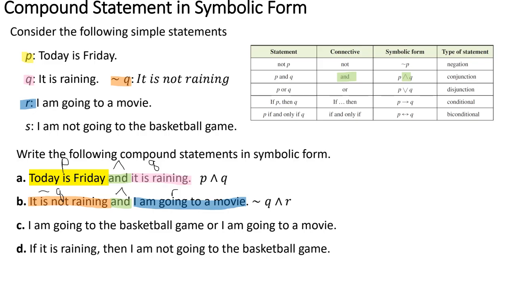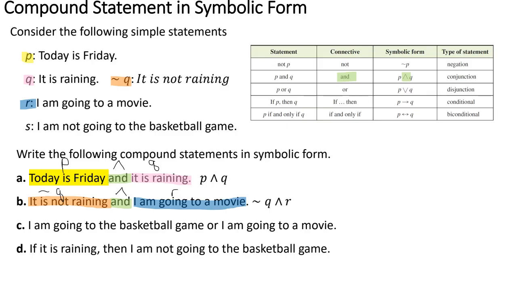Then we have the and connector, and then to the right, we have I'm going to a movie. That's exactly R. So in symbols, this statement is negation Q or not Q and R.